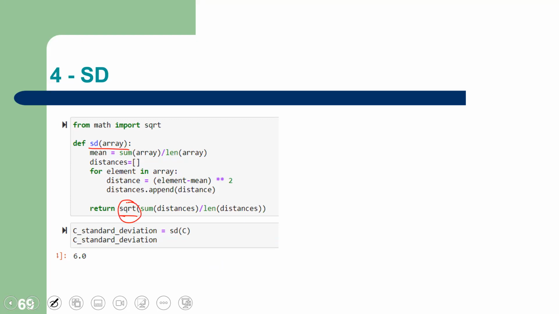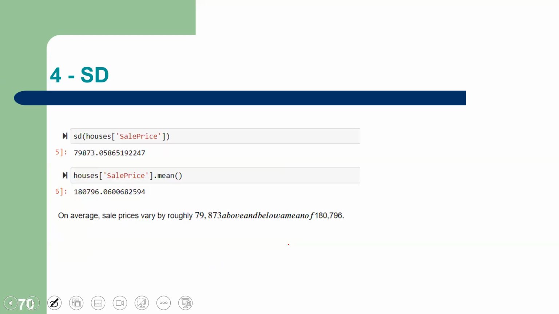Try to implement your basic functions like this so that you'll have a very good understanding of the concepts of statistics. This is how we do it. Then if you take the standard deviation for the sale price, it is around 79873, and the mean is around 18796.